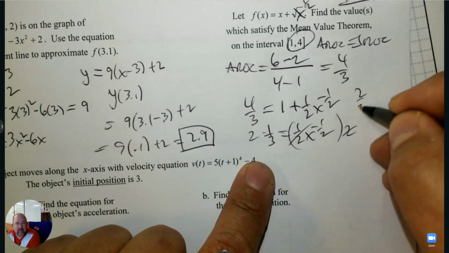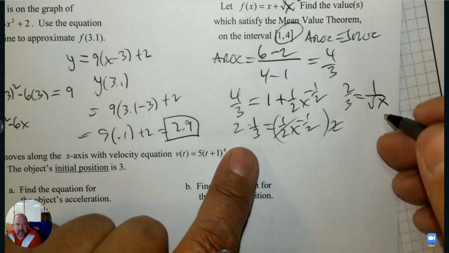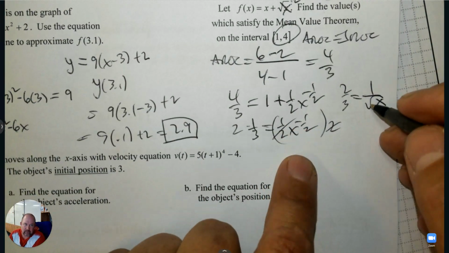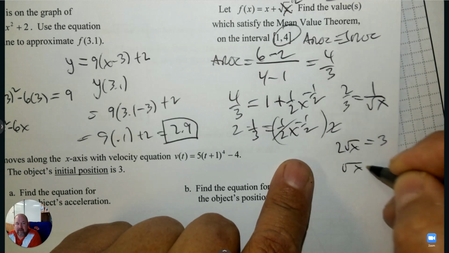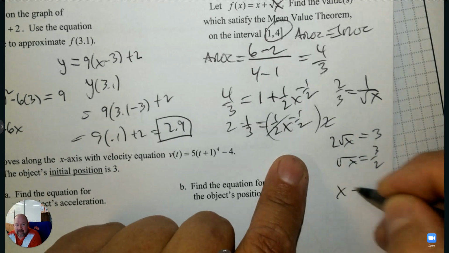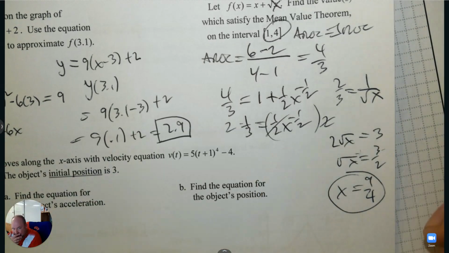That's 2/3 now is equal to 1 over the square root of x. That's how I'd write it. Instead of x to the negative 1/2, it's 1 over the square root of x. I would cross multiply. So it's 2 root x equals 3. So root x equals 3 over 2. You square both sides. So x is equal to 9 over 4. And you have your answer.